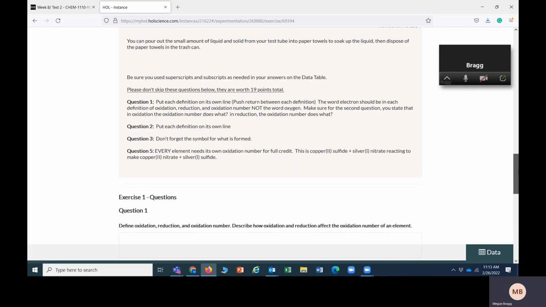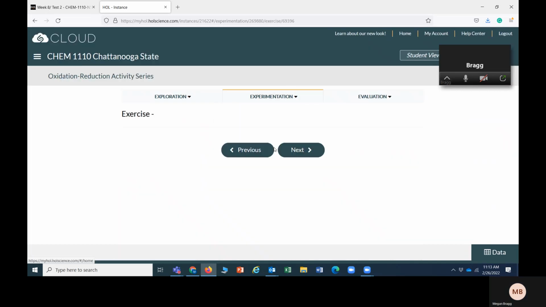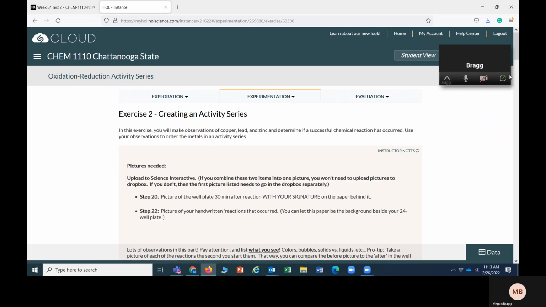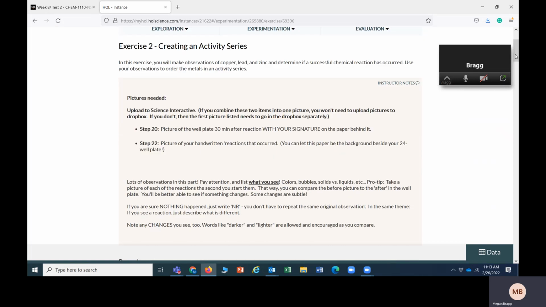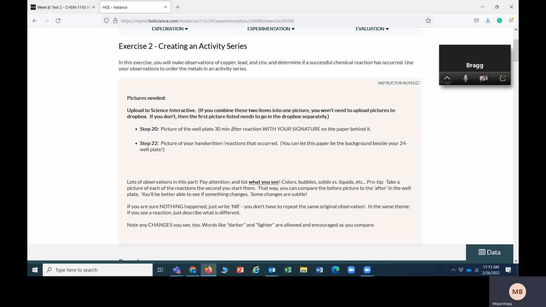All right. And notice this is all kind of spelled out right here too. Now the second part. And again, you probably would even have time to set this up before your first 30-minute timer is over. So you're kind of leveraging some of your time with this. You will need some pictures. In this one, you're going to do the well plate after reaction. I recommend taking it before because it's nice to do a comparison.